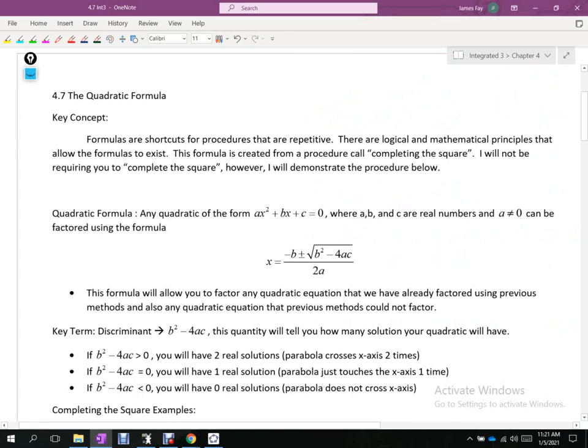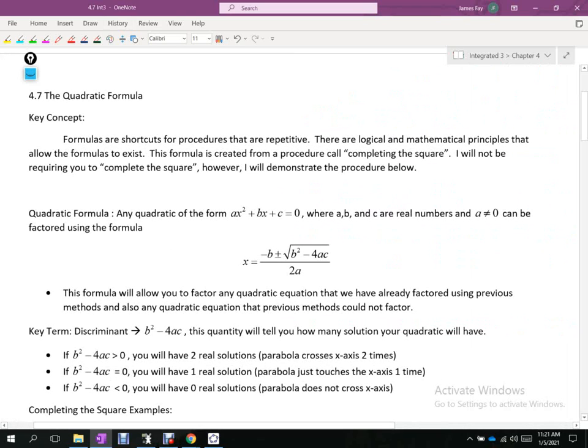All right, so key concept here. It says formulas are shortcuts for procedures that are repetitive. So there are logical and mathematical principles that allow the formulas to exist. What I want you guys to understand is that this formula down here in the middle, halfway down, says x equals opposite b plus or minus all that garbage. That is not a formula where somebody haphazardly took a bunch of letters and symbols, picked them out of a hat and said, yep, it works. Or that they defined it that way, they made it that way. It doesn't work that way. Math doesn't work that way.